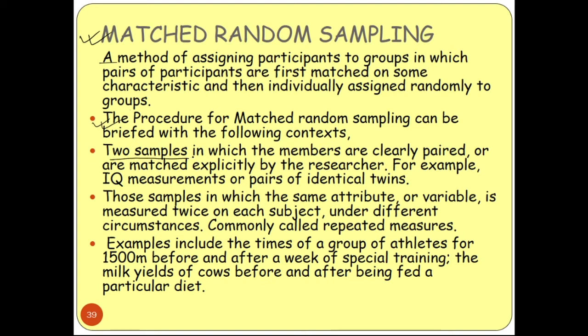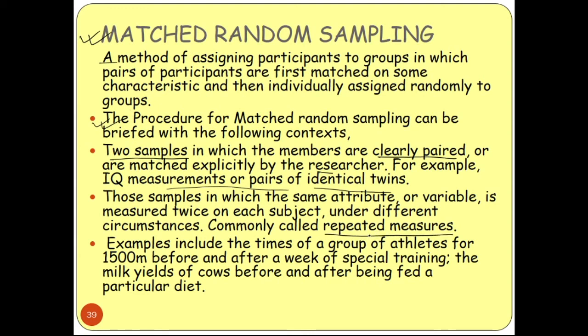Here there are two samples in which the members are clearly paired, or matched explicitly by the researcher. For example, the IQ measurement of pairs of identical twins. So if you measure the IQ of twins, you are taking the samples from pairs. And there are also samples in which the same attribute or variable is measured twice on each subject under different circumstances, commonly called repeated measures.